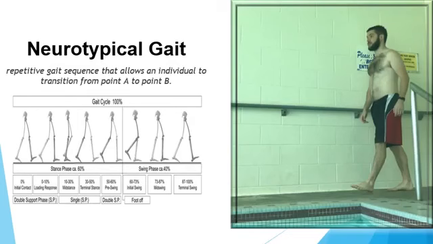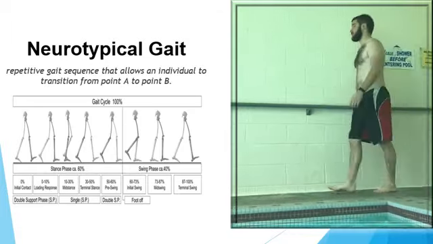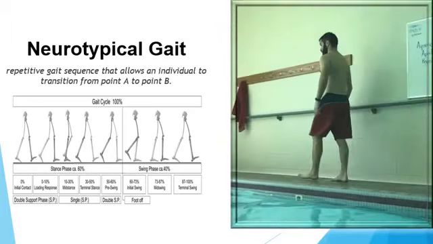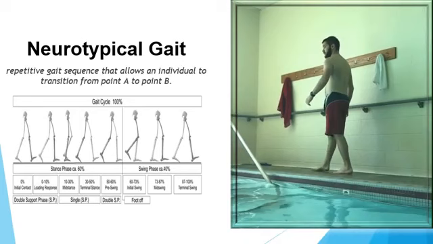A neurotypical gait is a repetitive gait sequence that allows an individual to transition from point A to point B. This picture shows you a normal gait cycle. Here is a video of me walking for comparison. In your training, you will likely study neurotypical gait. Use this slide as a basic refresher.